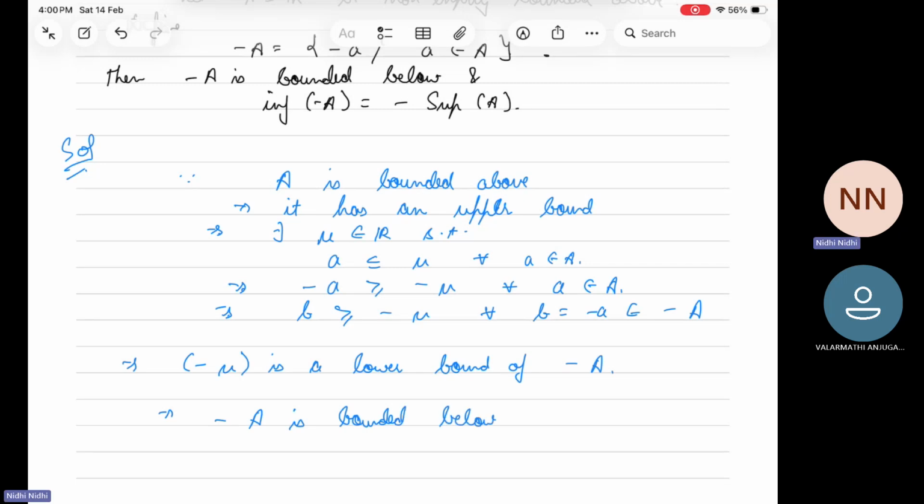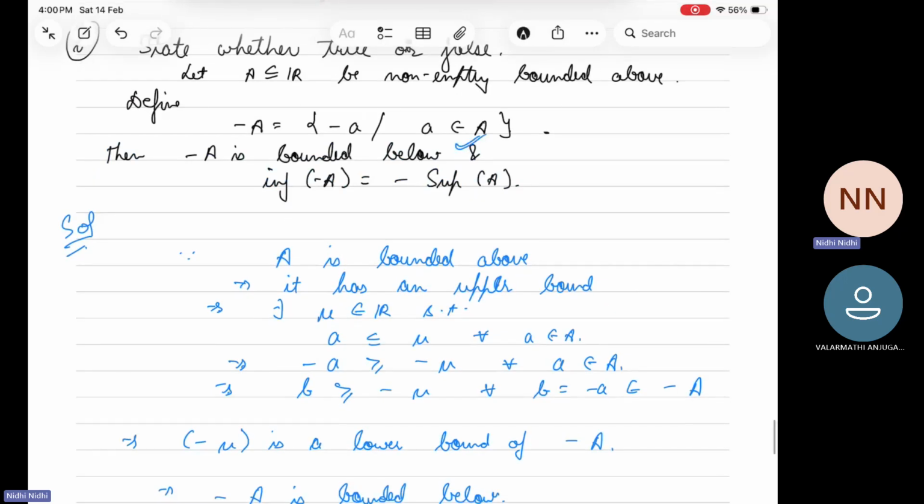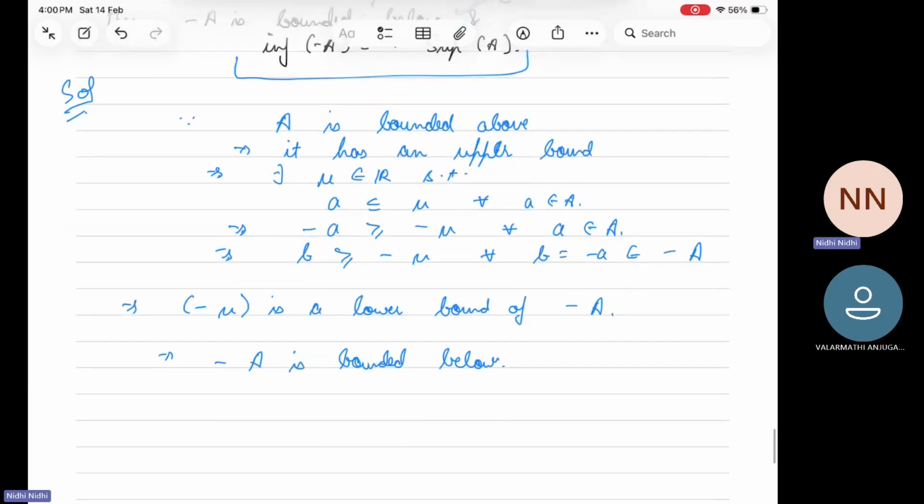Now this gives us an idea that the given statement might be true. So the first point is true: the set minus A is bounded below. Next, let's see whether we have this relation as well or not. So we start with notation. Let's denote alpha to be infimum of minus A and beta to be supremum of A.